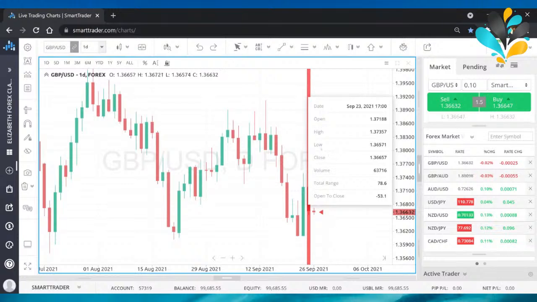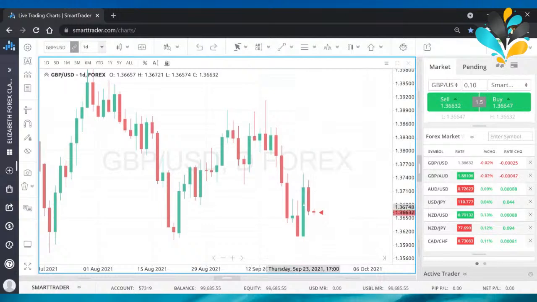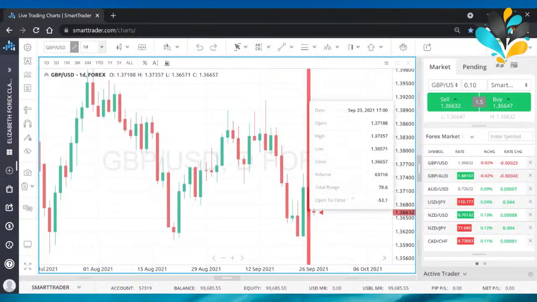So the low is where the tail ends. The high is where the wick ends. And again, the wick is to the top, the tail is to the bottom. It's those thin lines to the top and bottom of the candle. And lastly, for the close, this is a red candle, so that's going to be at the bottom of the candle. You have 1.36657. So basically, once again, the second to last number is 1 pip.